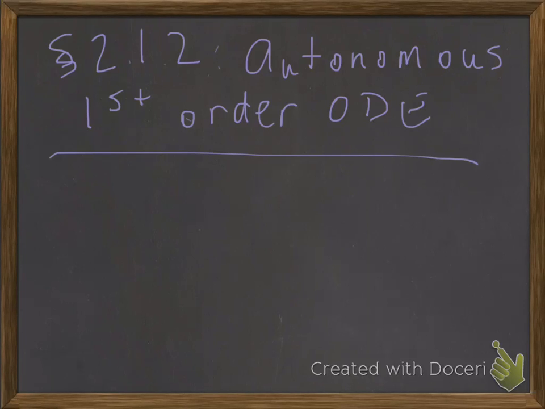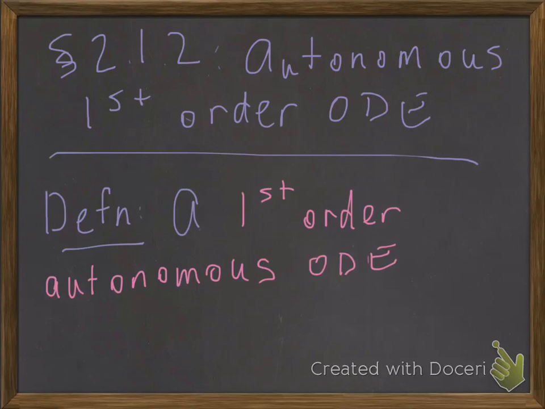The definition of an autonomous first order ordinary differential equation is that it is one of the form dy/dx equals f of y. So it's first order, dy/dx, and the autonomous business refers to the fact that the right-hand side is only a function that depends on y. There's no explicit dependence on x.